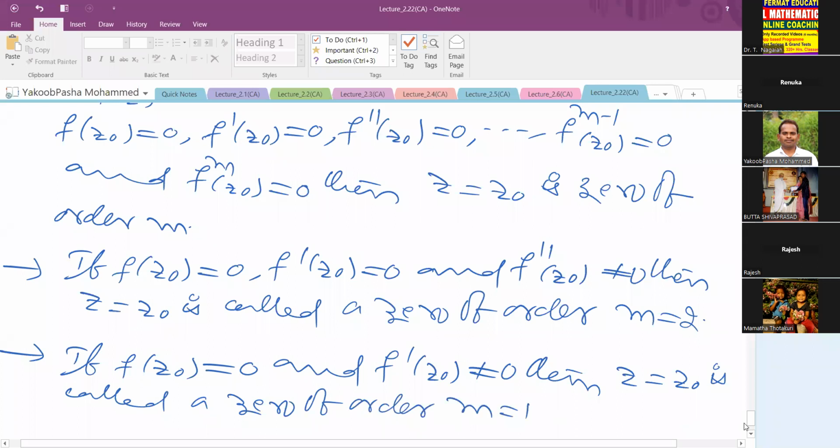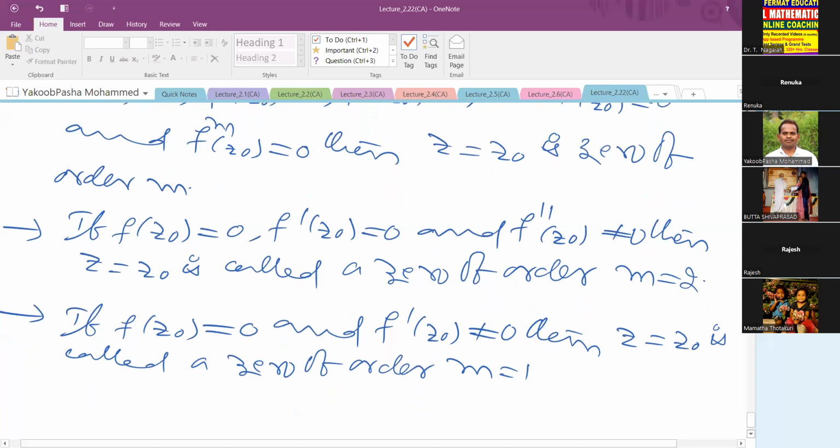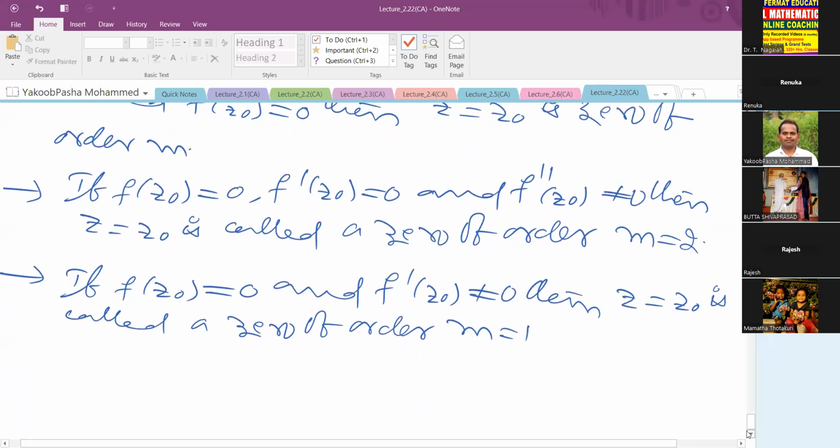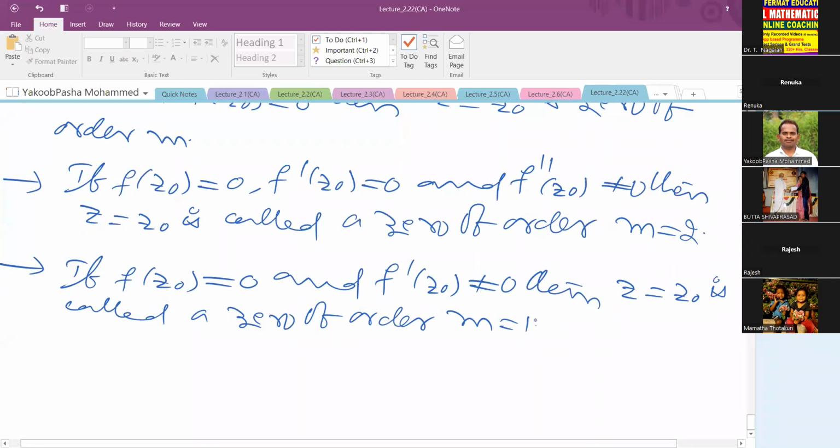Okay. Just recalling, we already discussed this. A zero of order m is equal to 1 is called a simple zero. It is also known as simple zero. Okay. These are the basic definitions of residues.